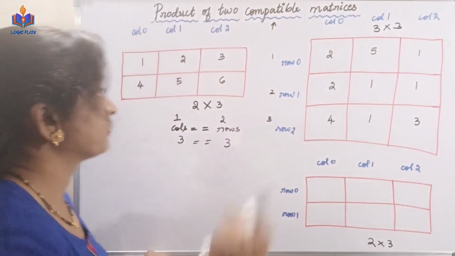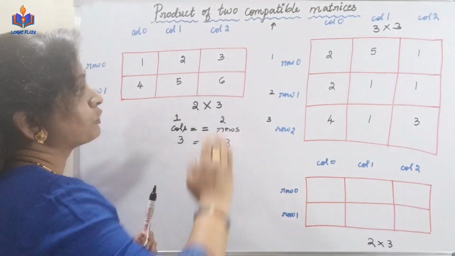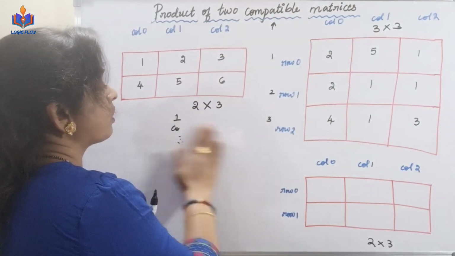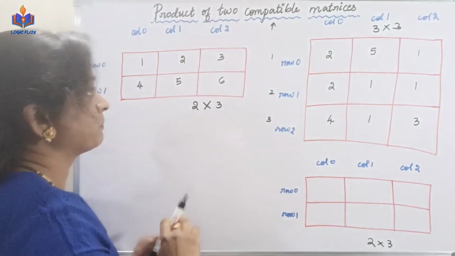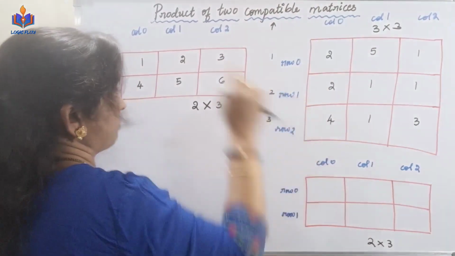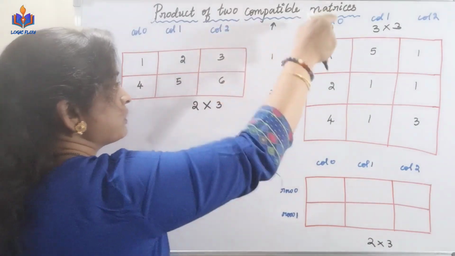So let's proceed now. The first row of the first matrix, I have to bring to the first column. So I'll bring these values here: 1, 2, 3. I have to multiply this with the first column. The first row of the first matrix is to be multiplied with the first column.